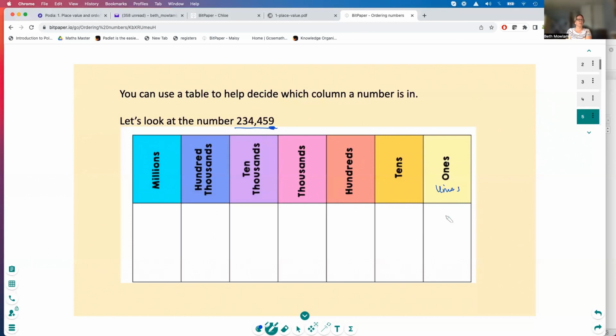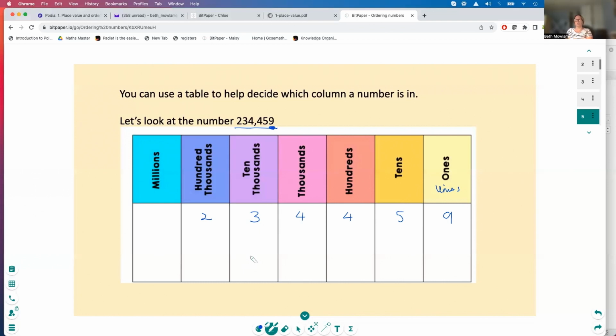So the easiest way to do it is take your number, start at this far end, and write it backwards in the table. So 9, 5, 4, 4, 3, 2. The reason I've written it backwards is so I end up in the right place.